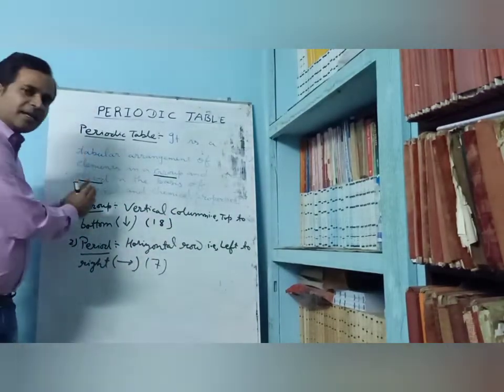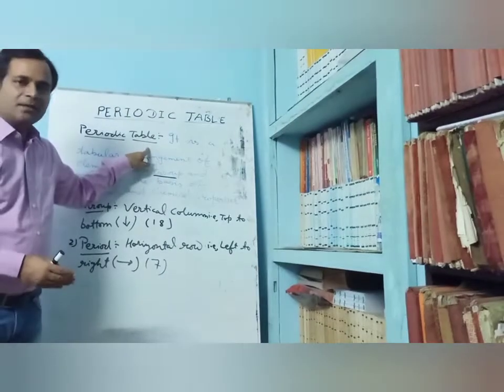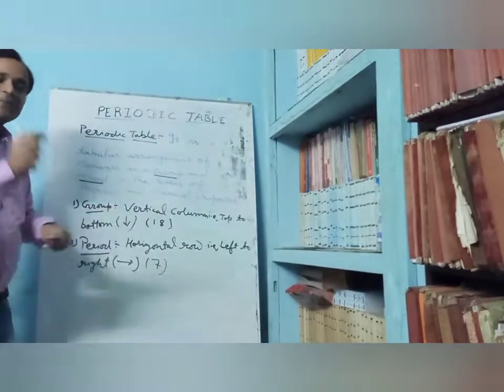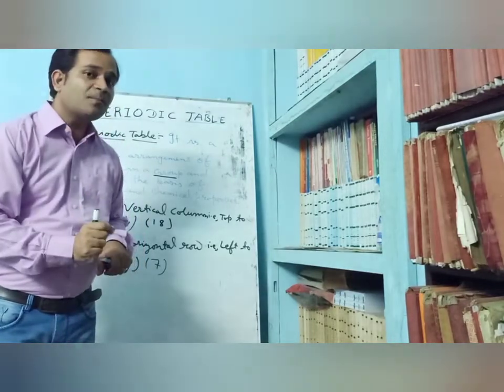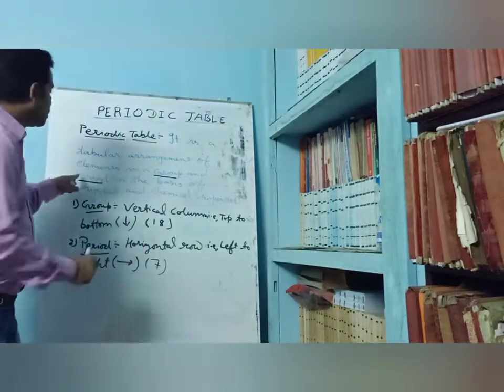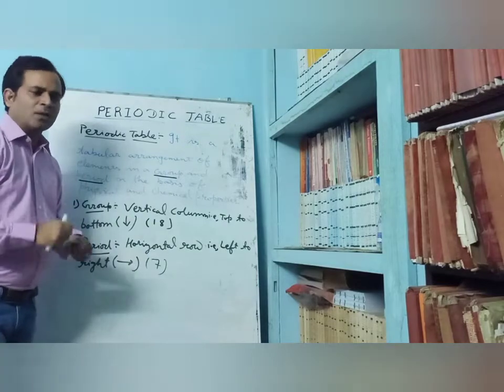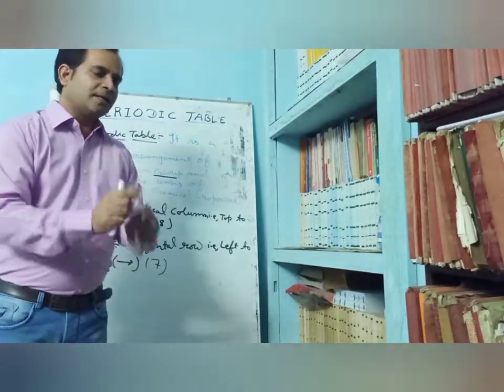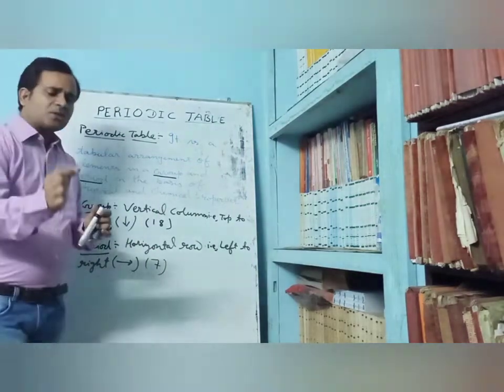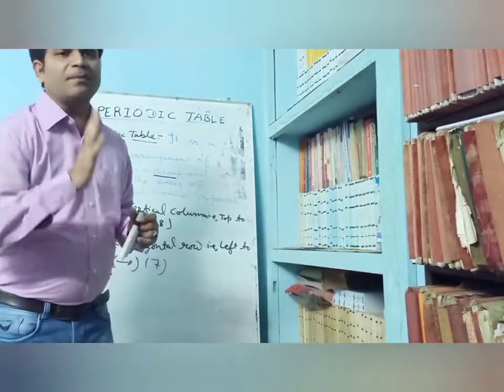So again I am saying, what do you mean by periodic table? It is a tabular arrangement, meaning the arrangement of elements on the basis of their physical and chemical properties. How? In a group and a period. So I hope this term is clear. Now I am going to tell you about some history of the periodic table.